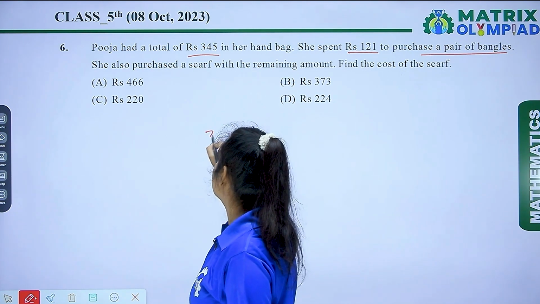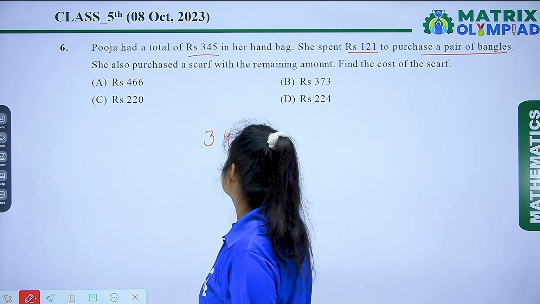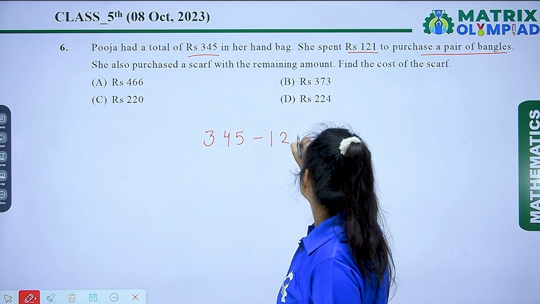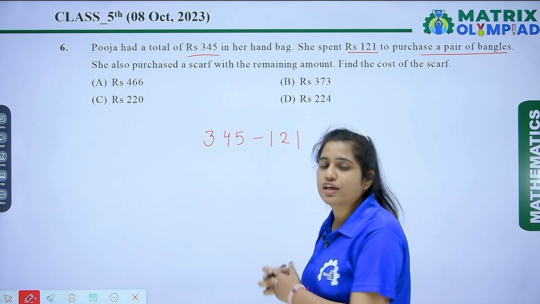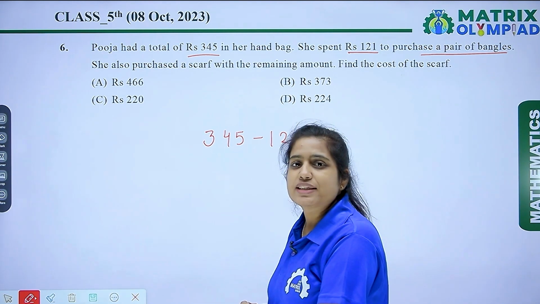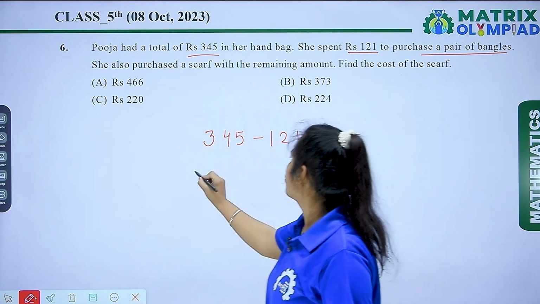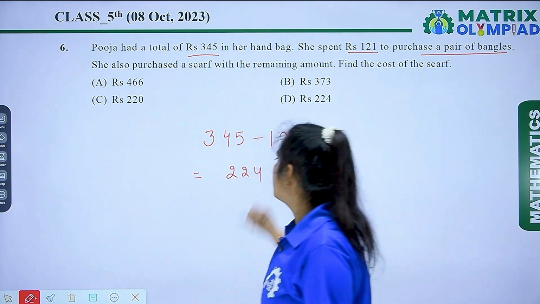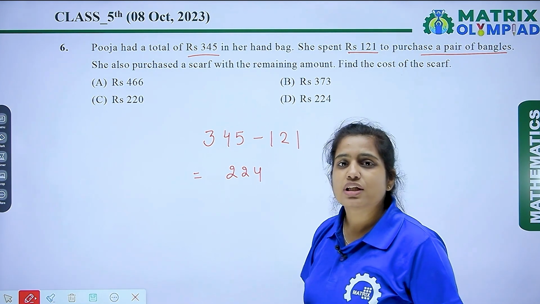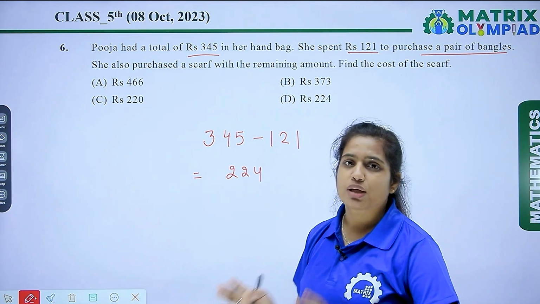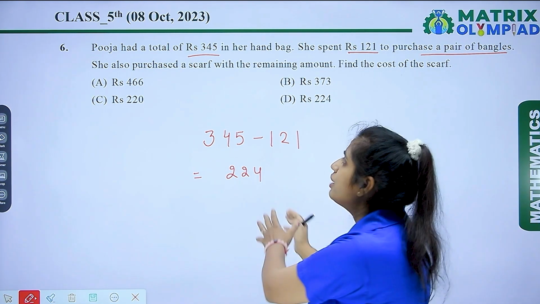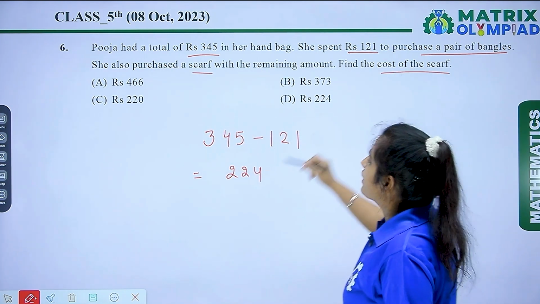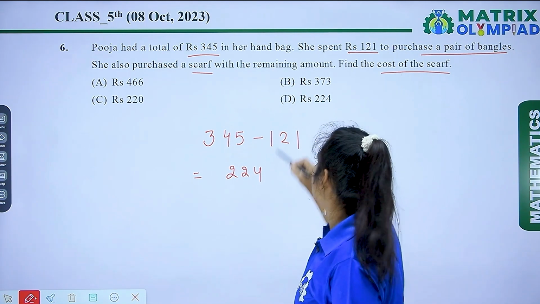स्कार्फ की कॉस्ट कैसे आएगी, पहले उसके पास कितने रुपीस थे, 345 रुपीस थे, फिर उसने परचेज कर लिया पेयर ऑफ बैंगल्स दैट कॉस्ट 121. सो 345 में से हम सब्ट्रैक्ट कर रहे हैं 121 को, सो वी विल गेट 224. सो रिमेनिंग अमाउंट कितना बच गया, 224 पूजा के पास रिमेनिंग अमाउंट बचा है. अब इस अमाउंट से उसने क्या परचेज किया, स्कार्फ. सो व्हाट इज द कॉस्ट ऑफ स्कार्फ, it is rupees 224.